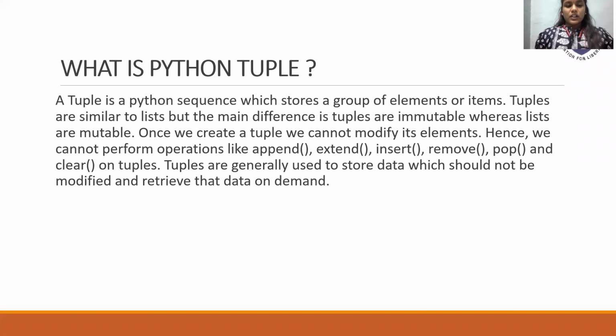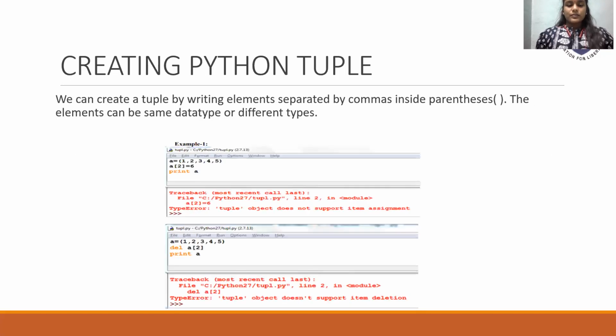What is a Python tuple? A tuple is a Python sequence which stores a group of elements or items. Tuples are similar to lists, but the main difference is tuples are immutable, whereas lists are mutable. Once we create a tuple, we cannot modify its elements. Hence, we cannot perform operations like append, extend, insert, remove, pop, and clear on tuples. Tuples are generally used to store data which should not be modified and retrieve that data on demand.